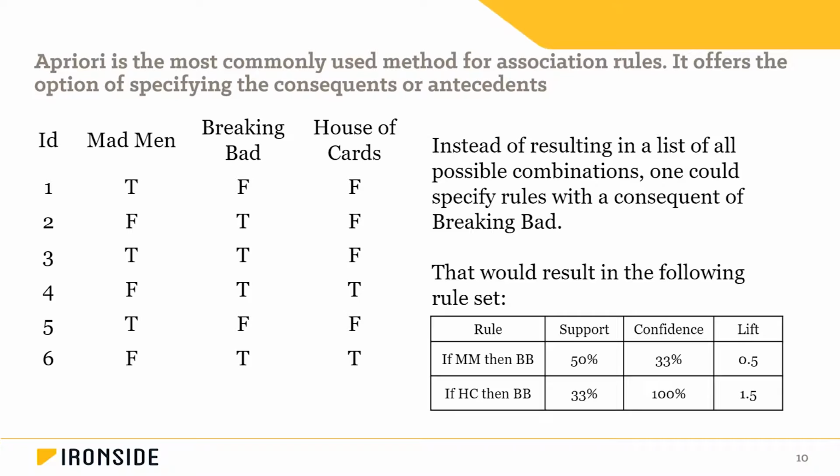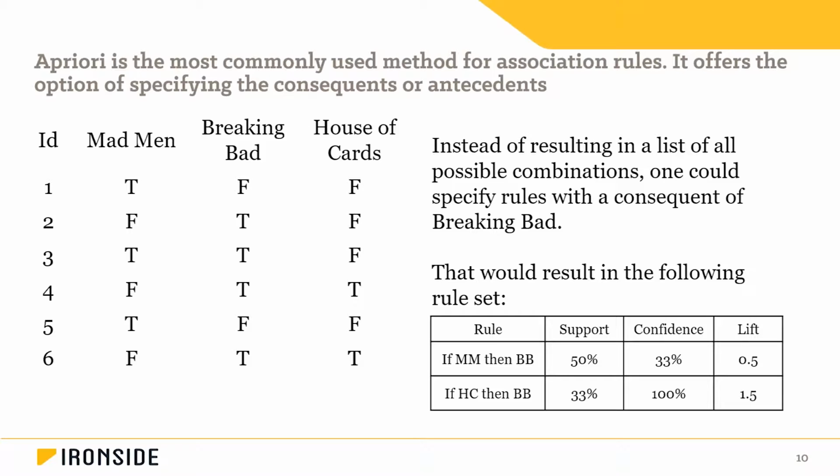So if we go back to this example again of this mini data set, say we want to specify a consequent of interest, which you can do using an a priori method of association rules. Maybe we have some vested interest in knowing how do we predict who's going to watch Breaking Bad. From this mini data set, we could pull out 2 rules. If Mad Men, then you might like Breaking Bad, and if House of Cards, then you might like Breaking Bad. You can see the support, confidence, and lift for each of those rules.